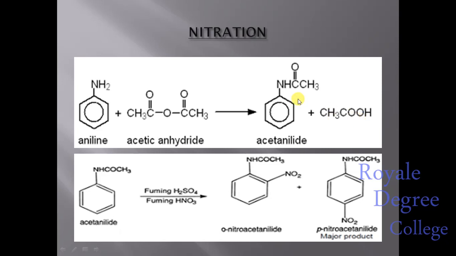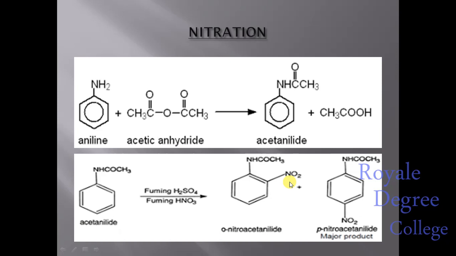Then in the next step, we are taking acetanilide and adding fuming sulfuric acid and fuming nitric acid. Nitric acid is taking part in the reaction and sulfuric acid is acting as a dehydrating agent. First of all, from the ortho position of the benzene ring of acetanilide, one hydrogen atom comes out. In place of that hydrogen atom, the NO2 group from nitric acid is substituted at the ortho position. So we get the benzene ring with NO2 and NHCOCH3 attached.